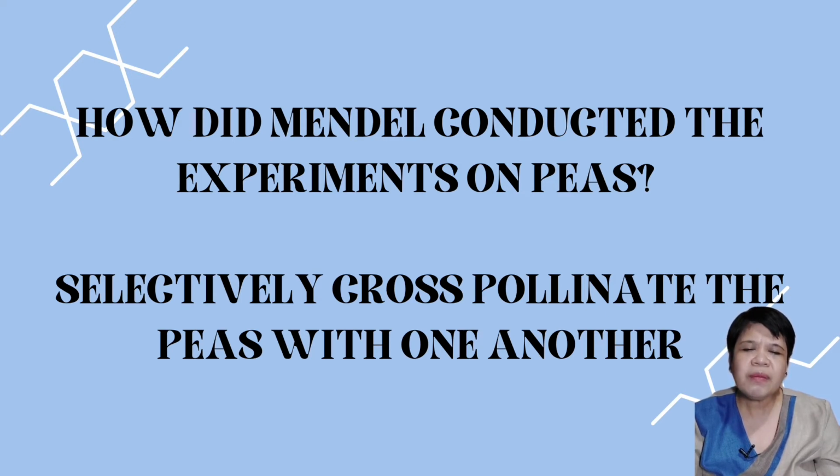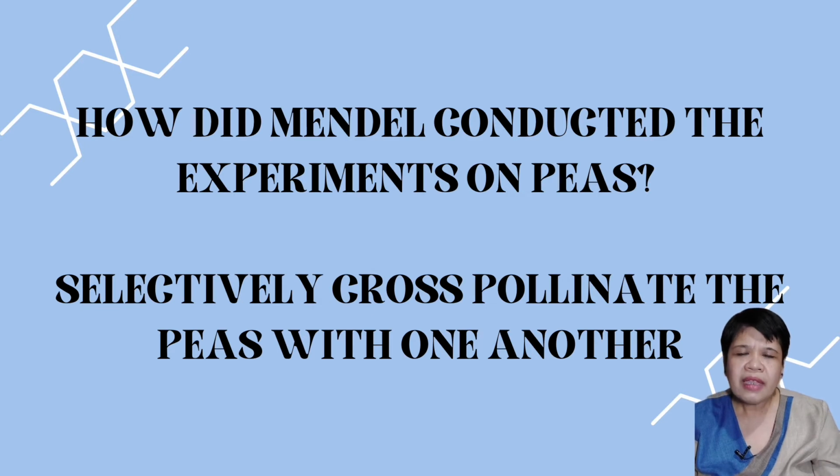Mendel chose the garden pea, or what we call the Pisum sativum, for his experiments. Before he started his experiments, Mendel first produced pure breeding plants. Mendel allowed his pea plants to self-pollinate for many generations until all the offspring had the same features as the parents, generation after generation. When he had pure breeding plants, Mendel began cross-pollinating peas with contrasting traits.